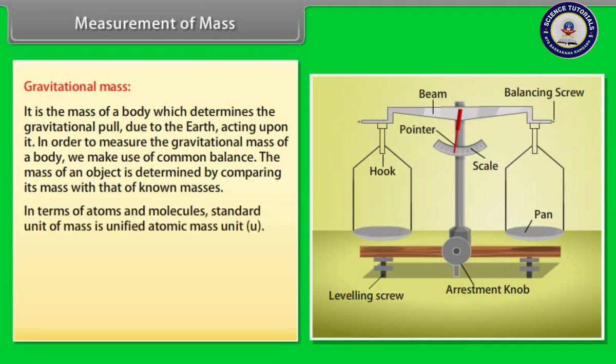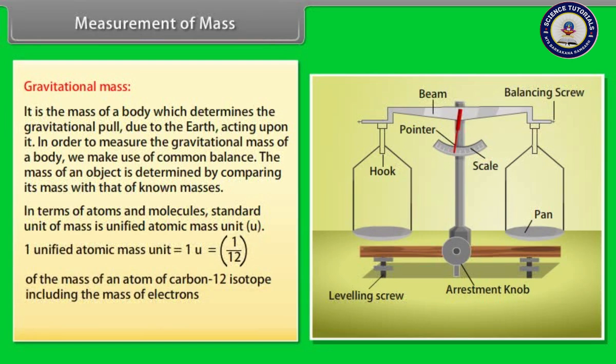In terms of atoms and molecules, the standard unit of mass is the Unified Atomic Mass Unit, that is u. 1 unified atomic mass unit, 1 u, is equal to 1 upon 12 of the mass of an atom of carbon-12 isotope including the mass of electrons, which is equal to 1.66 times 10 raised to the power minus 27 kg.